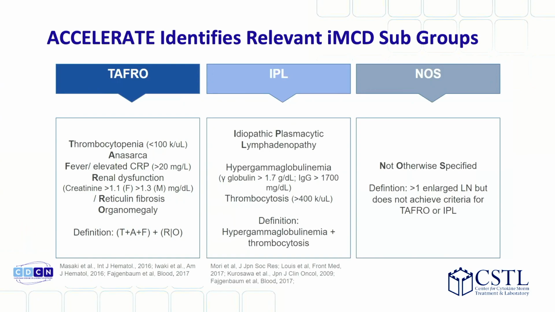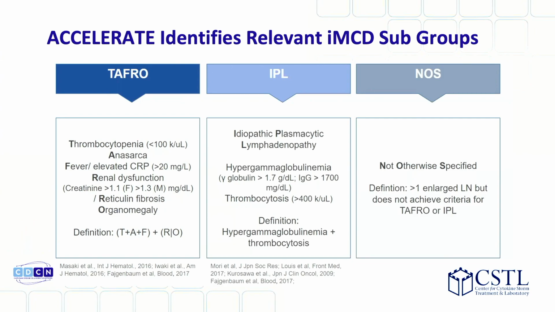Then there's another group, which we call IPL, which stands for idiopathic plasmacytic lymphadenopathy. The reason it's called IPL is that this was a name given to it over 20 years ago. But IPL patients tend to have really high platelets instead of low platelets. They tend to have really high levels of antibodies, another term being gamma globulins. They tend to have a more chronic illness where they don't get quite as sick as a TAFRO patient, but they don't get quite as healthy as a TAFRO patient can get.